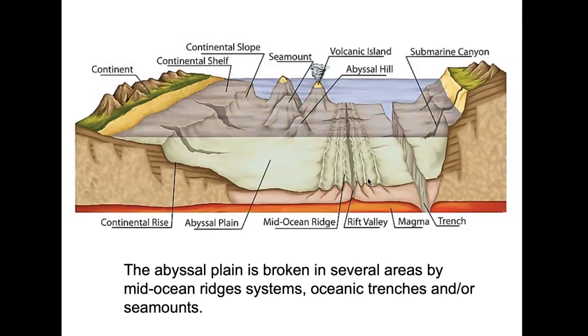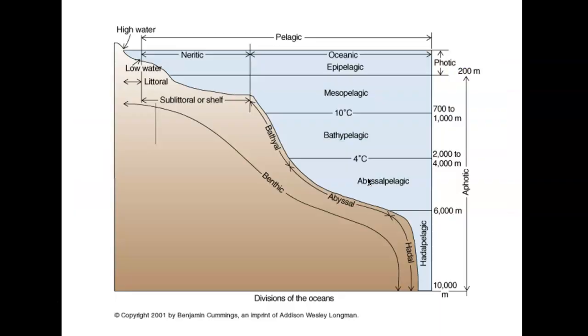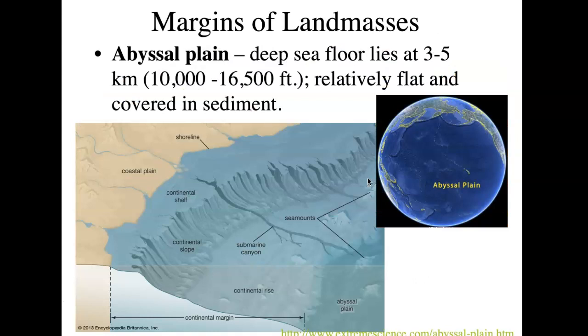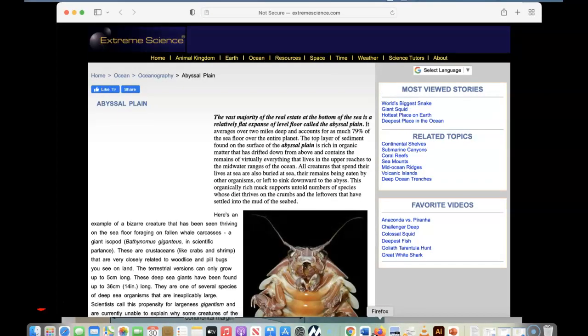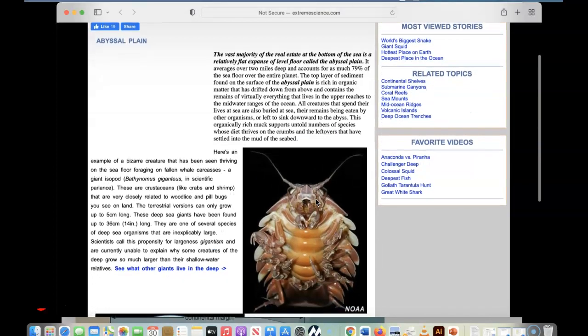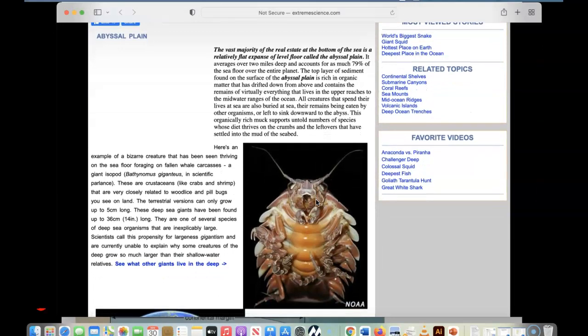There are features that do break up that abyssal plain. I do have a website down here on extreme science. We don't have the time in this course, especially in the 8-week course, to go through some of the really cool life that you're going to find in the deep oceanic abyssal plain. But please go to this website and you can find some of these really interesting creatures like the giant isopods.